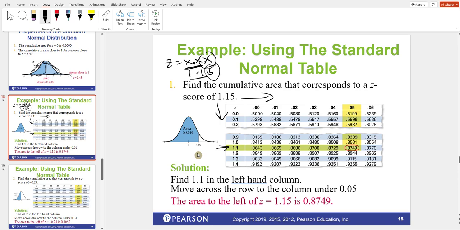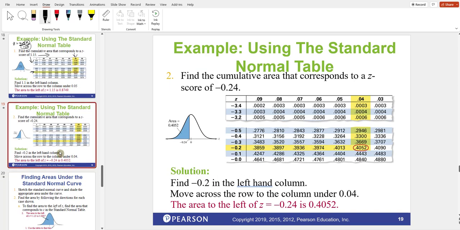So we go across and we get to here. Where these two numbers meet up in the body of the graph is the area. As you can see, we get 0.8749. That's the area to the left of 1.15, 0.8749. Let's look at another problem.